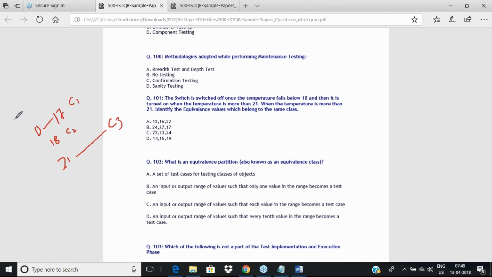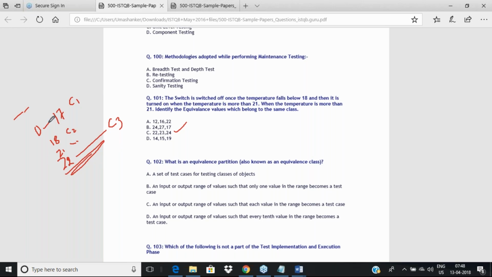Then your minus numbers will be one class, and then you go above whatever. So if you see that way, 21 is going to be another class, C3. 22, 23, 24, 25, 26 will be another class. So yes, C is the answer, because they all belong to one class, 22, 23, 24, 25. Is this explanation clear, everybody?